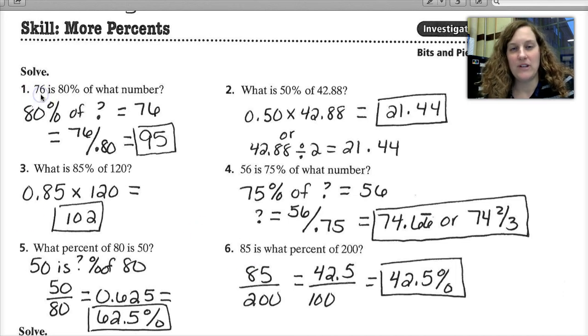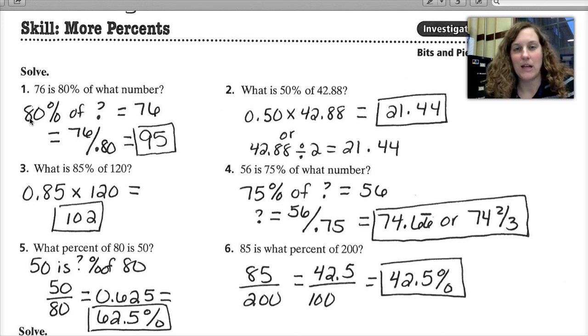The first one is 76 is 80% of what number? I kind of want to turn this around and say 80% of what number is 76? Which would be 0.80 times something equals 76. And as we talked about in class, if you had 2 times something equals 6, then you just use your fact families and know that you do 6 divided by 2 to give you the answer of 3.